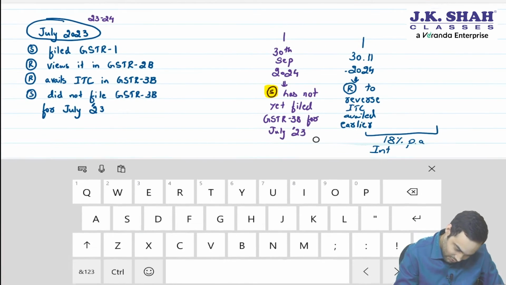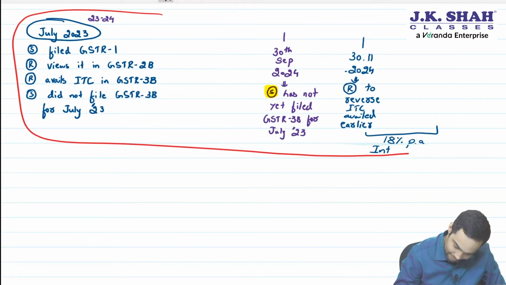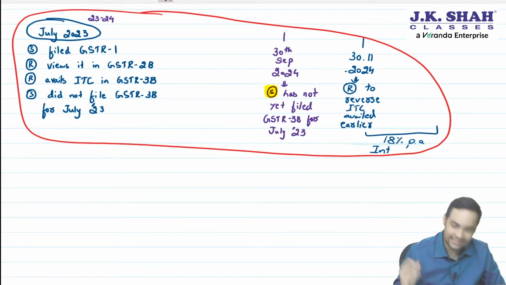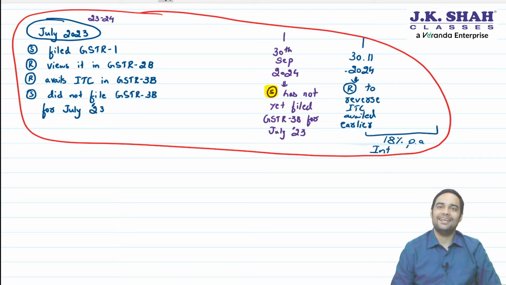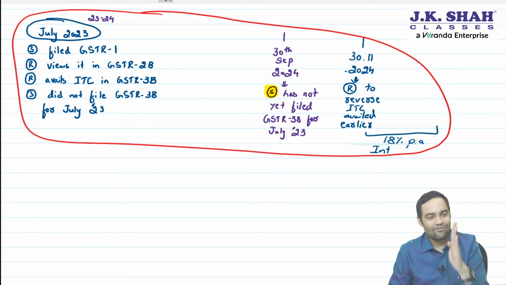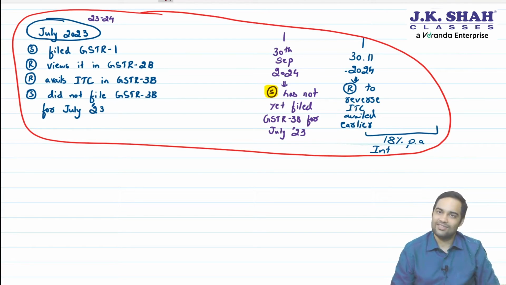Plus, I would also recommend that after reading the provision, you write this as an example, because this can come as a case study. They can provide you all these facts and you will have to answer by which date you should wait for the supplier to file 3B, and second, by which date you are required to reverse ITC. Let's see.